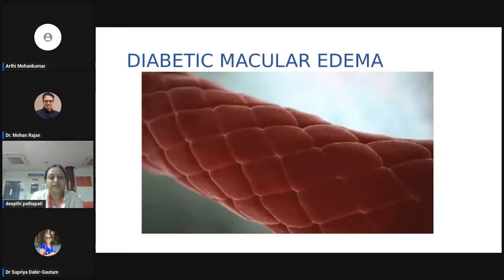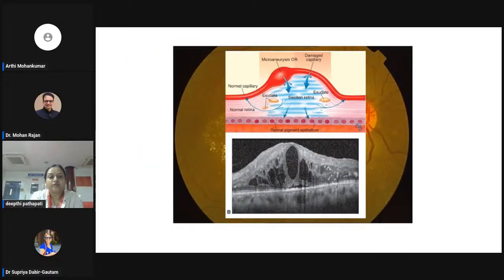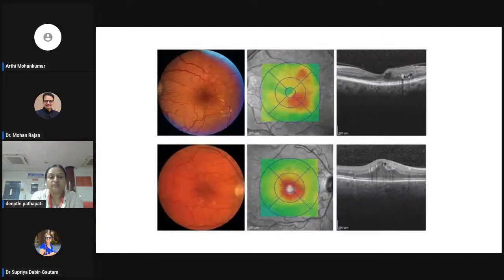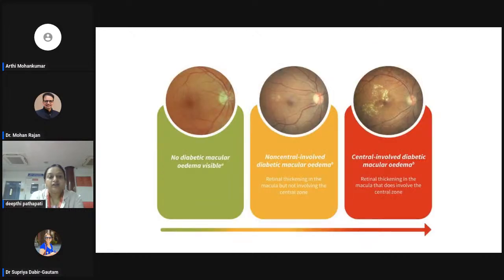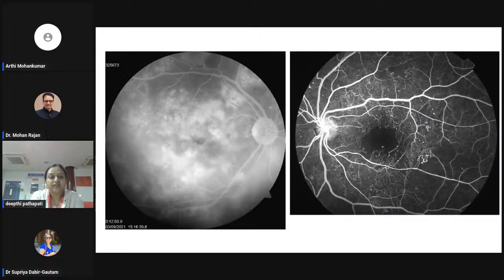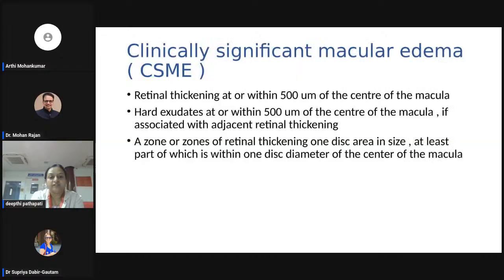Now, diabetic macular edema. This is seen as the integrity of the blood retinal barrier is broken. Now, these are the OCT images of DME. DME can be broadly classified into non-central involved diabetic macular edema and central involved diabetic macular edema. These are the fluorescein angiography pictures showing diffuse leakages and macular ischemia showing a distorted FAZ.